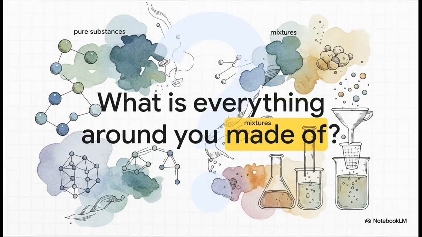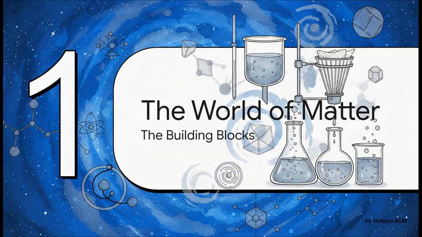So, just for a second, I want you to look around you. Your desk, the water you're drinking, even the air that you're breathing right now. What do you think all of that stuff is made of? Well, the answer is matter. Yep, everything you can see and touch is a type of matter, or what scientists sometimes call a substance. Today, we're going to learn how to classify, or group, all these different substances.